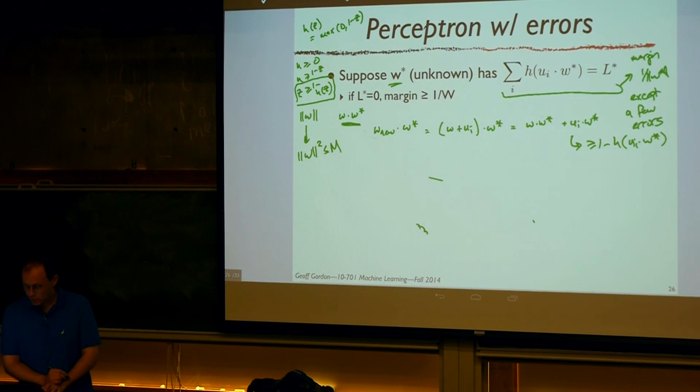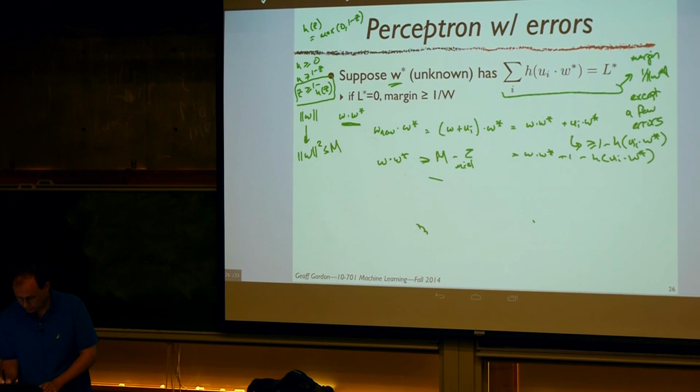And so now, if we sum this over all mistakes that we make over the course of the algorithm, we get that W dot W star is greater than or equal to, well, it grows by, so let's just write this out, W dot W star plus 1 minus h of UI dot W star, right? And so it grows by 1 every time. So that gets m summed over m examples. But then it shrinks by the sum over mistakes.